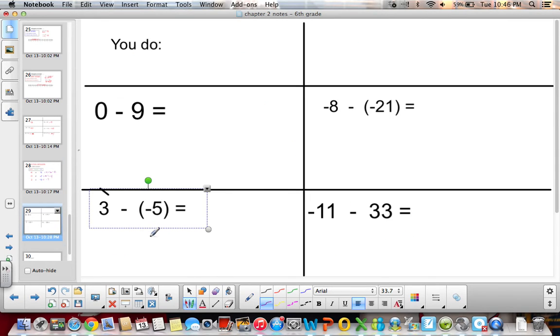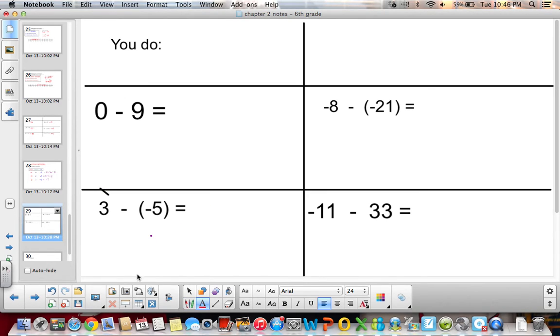Okay, here's a few subtraction problems that I want you to take a second to try to do. So pause me if you didn't already and do these problems in your notebook. Make sure you show your work so you can go back and look at your problems. So 0 minus 9 equals negative 9.